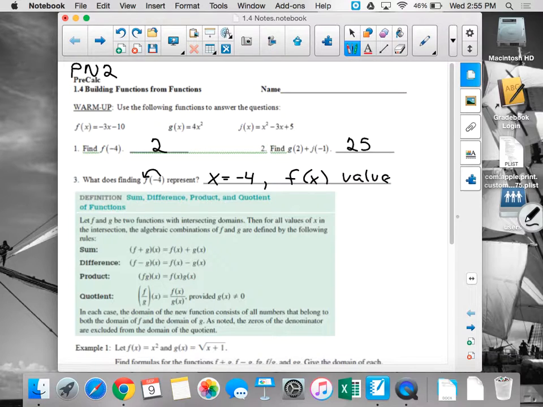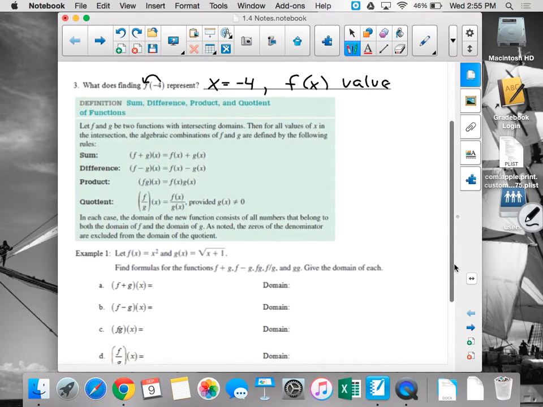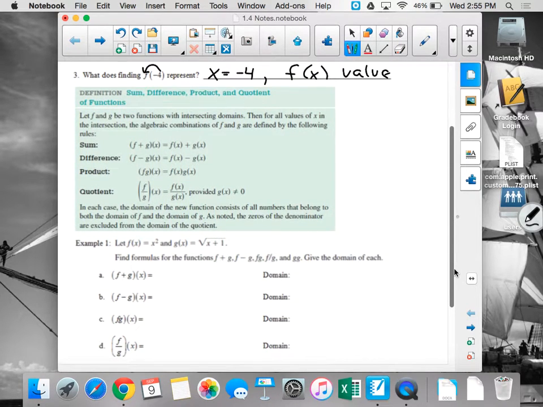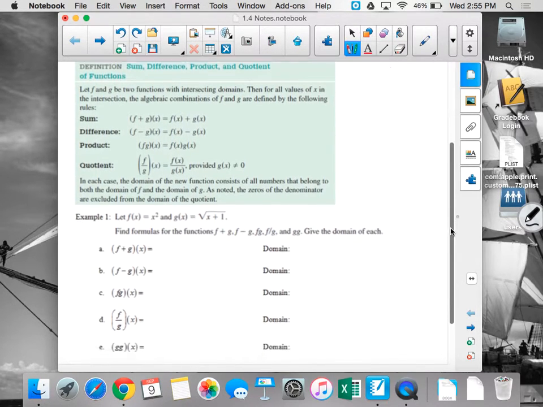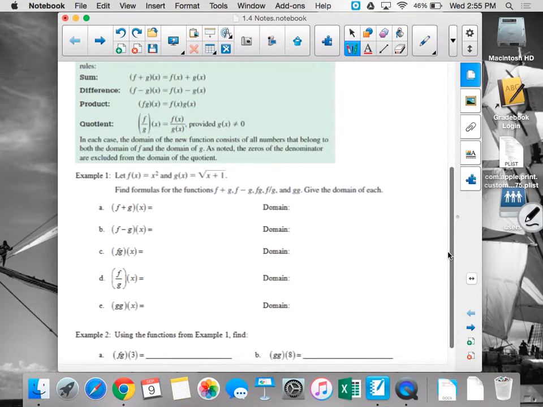Down here we're going to talk about sum, difference, products, and quotients of functions, and a lot of this is something you have seen. The sum of two functions, you just add two functions together. Difference, product, and quotient, that is the general form of everything, or theoretical. And down here I am going to show you a concrete example.